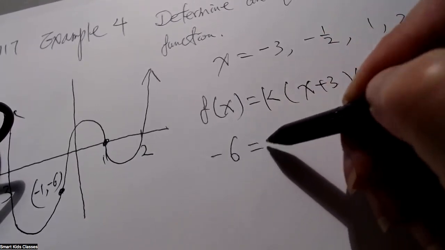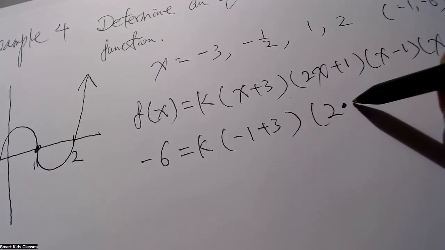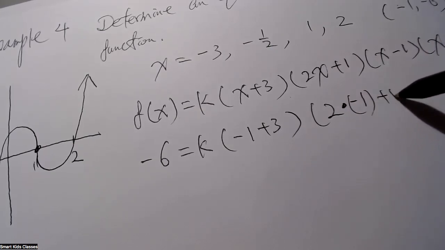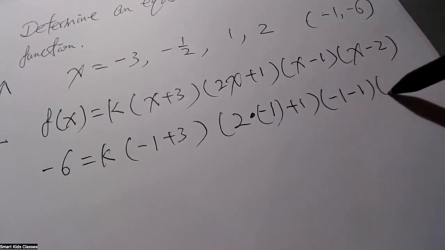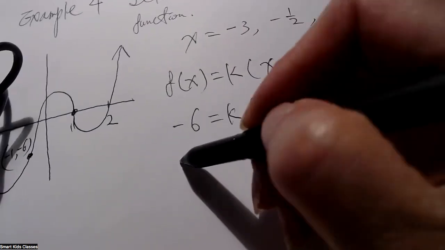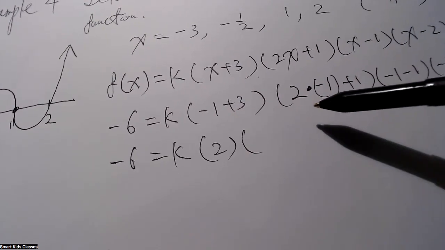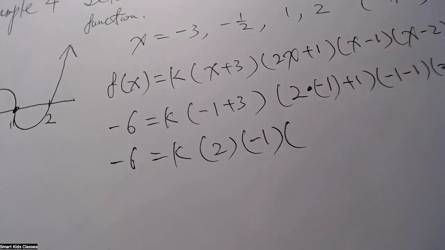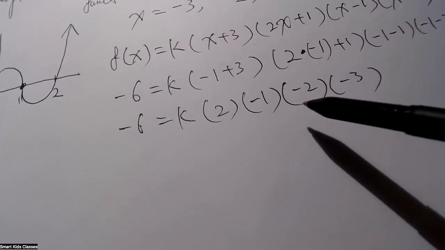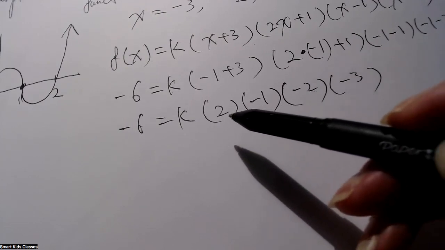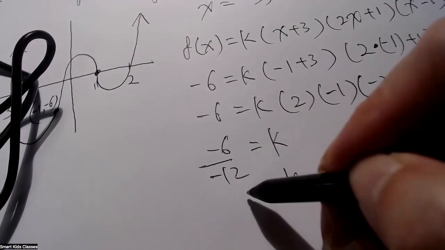Negative 6 is equal to k times (negative 1 + 3) and (2 times negative 1 + 1) and (negative 1 - 1) and (negative 1 - 2). Now we're going to find k, solving the small brackets. The first one is 2. The next one is negative 2 plus 1, which gives negative 1. Then negative 2 and negative 3. Now what does k equal? We have a positive 6, negative 6, and negative 12. Therefore k equals negative 6 over negative 12, and k equals 1 over 2.